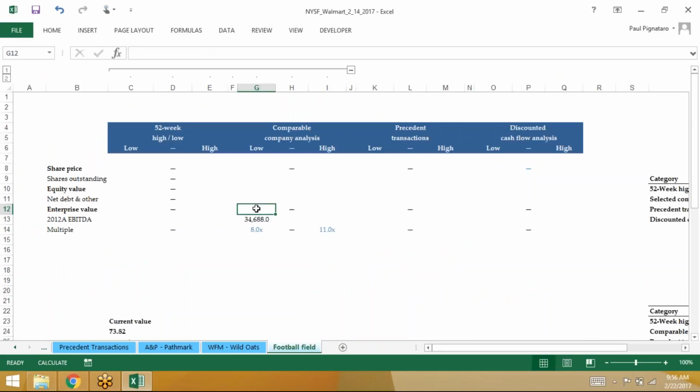As Drew suggested, we multiply. So we take that EBITDA times the multiple, and that gives us our enterprise value. So if Walmart was trading at 8 times, not the 8.6 that it's trading at now, its enterprise value would drop to $277 billion. And the question is, well, what would its implied stock price be? So we have to continue to build.